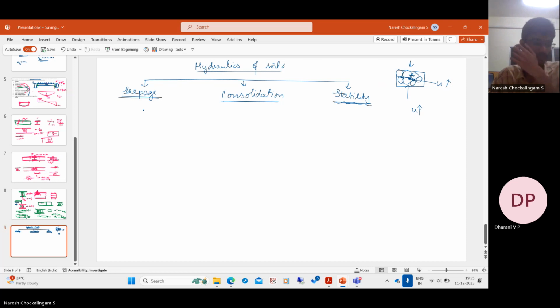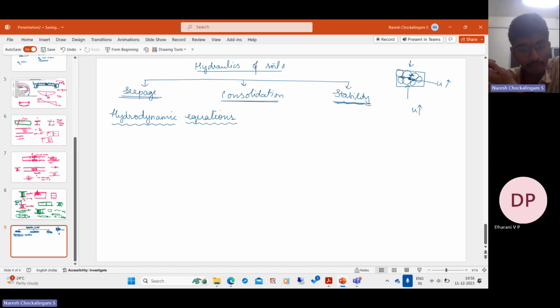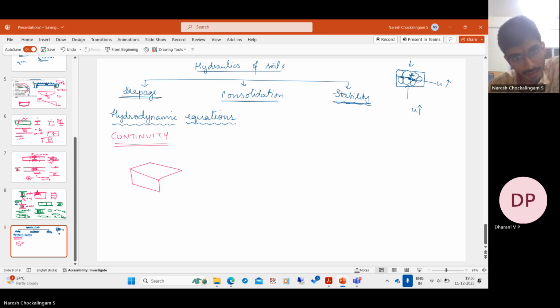So let us look at the equations involved today. These are called hydrodynamic equations. As in open channel flow or fluid mechanics, the key concept is continuity. What does continuity state? If we consider a mass of soil like this, say dx, dy, dz, along x, y, z.